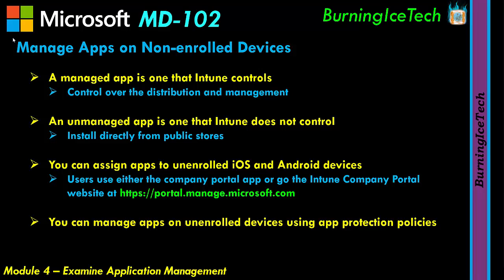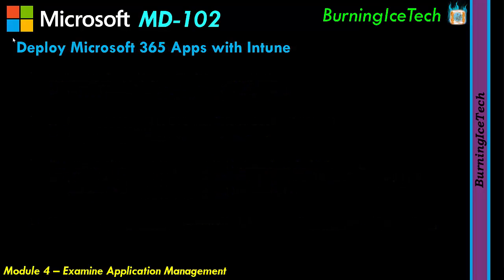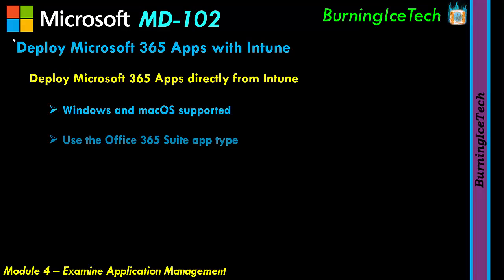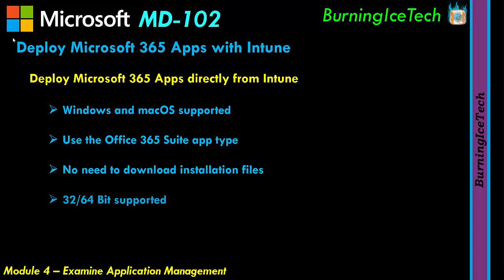Right, moving on to one of our last topics. It's not quite the last one yet, but we're nearly there, guys. Deploy Microsoft 365 apps with Intune. So when it comes to deploying 365 apps directly from Intune, there's a couple of things to keep in mind here. Windows and Mac operating systems are supported. That's good news for you guys that are using Mac and Windows. You can use the Office 365 Suite app type. You can go and do that. There's no need to go and download installation files, although I've seen some folks will still go and do that. And it does support both 32-bit and 64-bit.